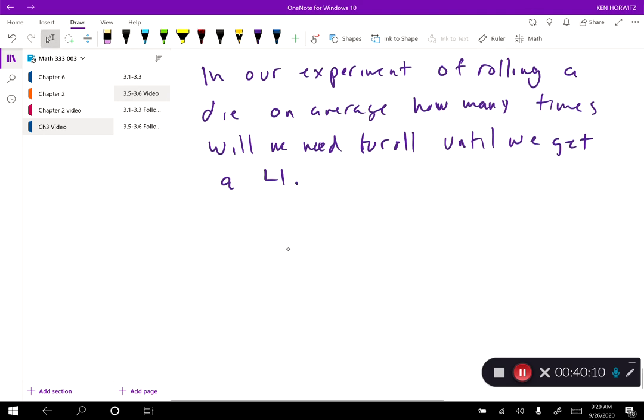Well, once I say on average, that usually tells you that you need your mean. So my mu equals 1 over p. So in a true die, it is 1 over 1/6, which again would equal 6. So on average, in order to get our first 4, we'll need to roll 6 times. Doesn't mean that we have to roll 6 times every time to get a 4. Just means that that is the average.